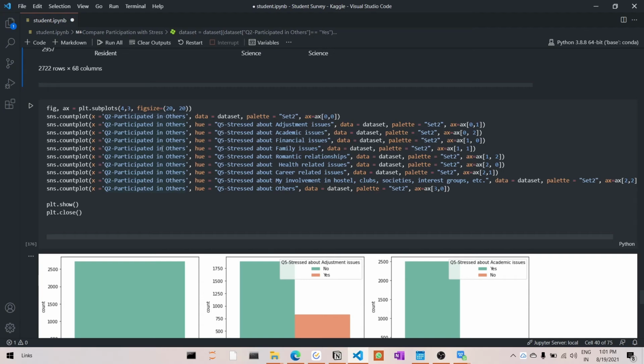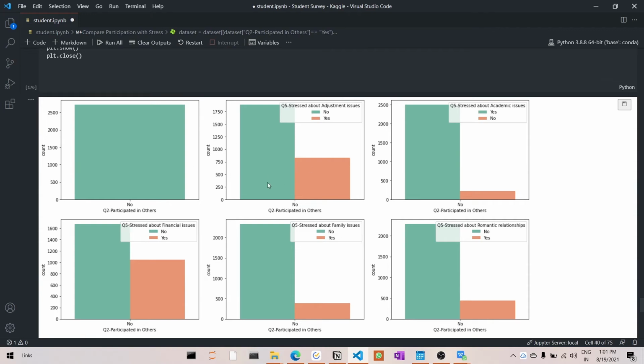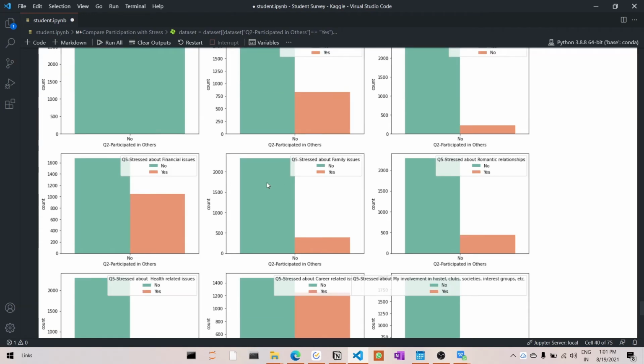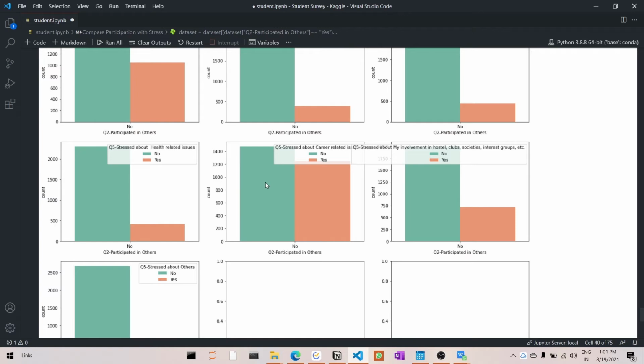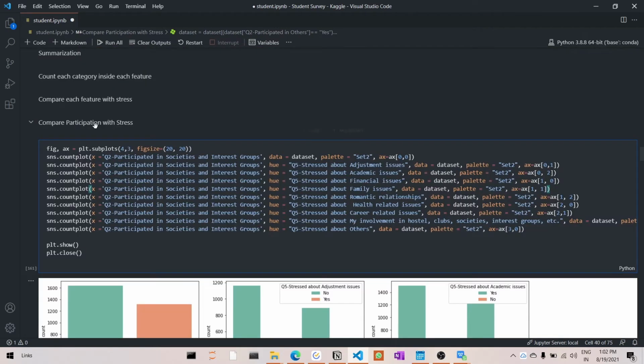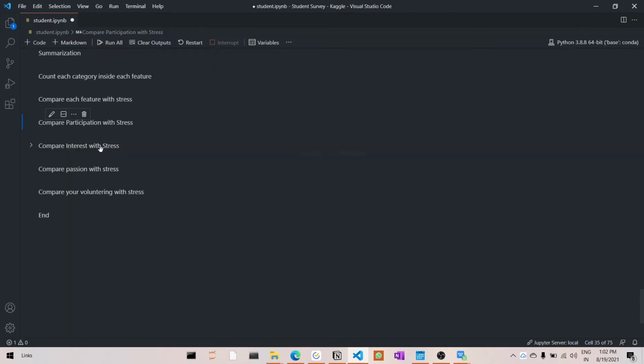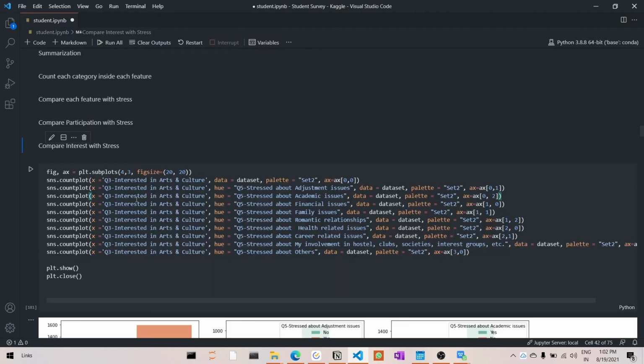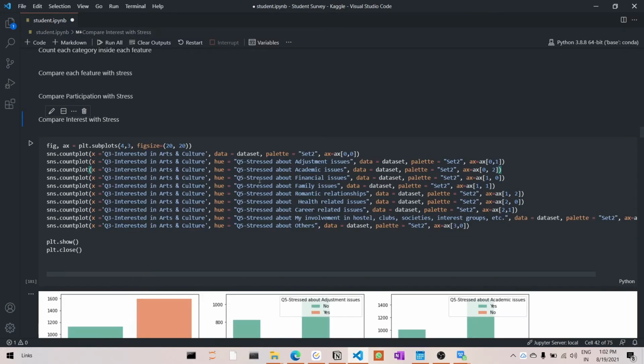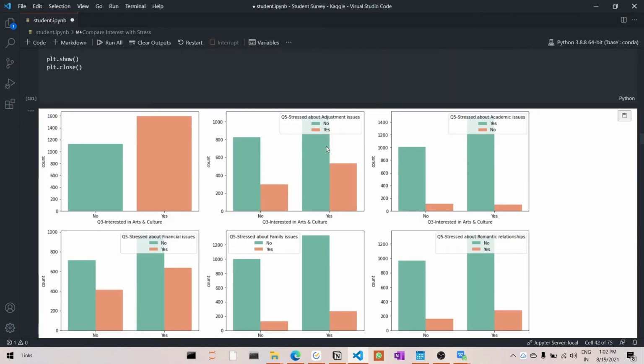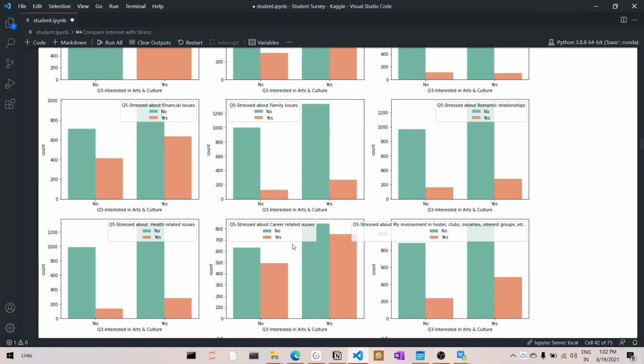Then we are going to see now the participated in other and various stress count, and here you can see the different result. So we just compared the participation questions with stress. Next, we are going to compare the interest and stress. Here you can see the interest in arts and culture, and we are going to see the counts. So you can see the counts when it comes to the career and you have an interest in arts and culture, the count is yes. The count is high. And when it comes to the financial and other categories.